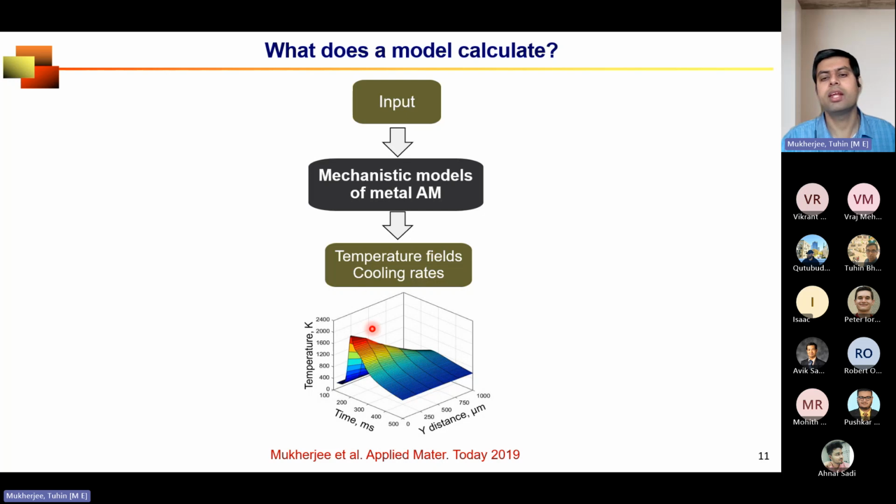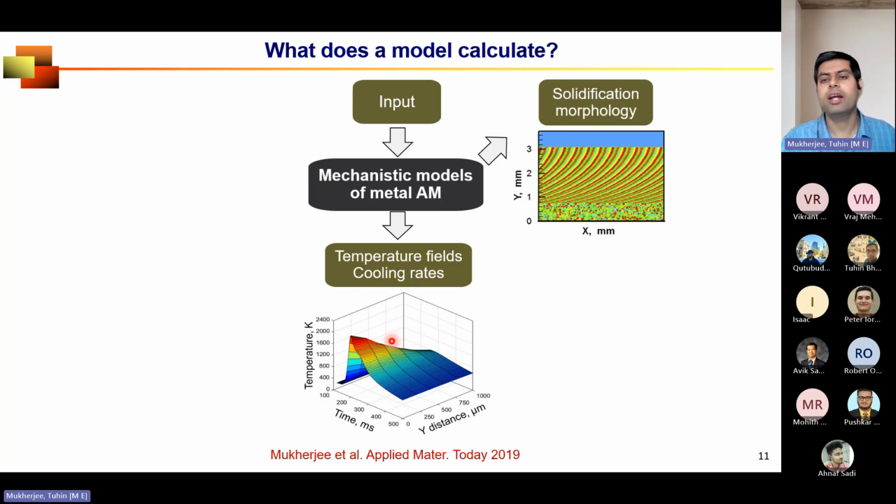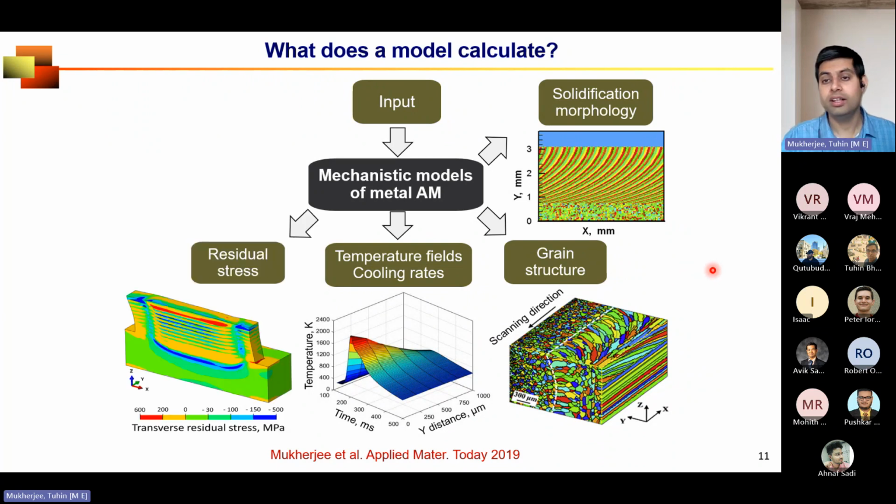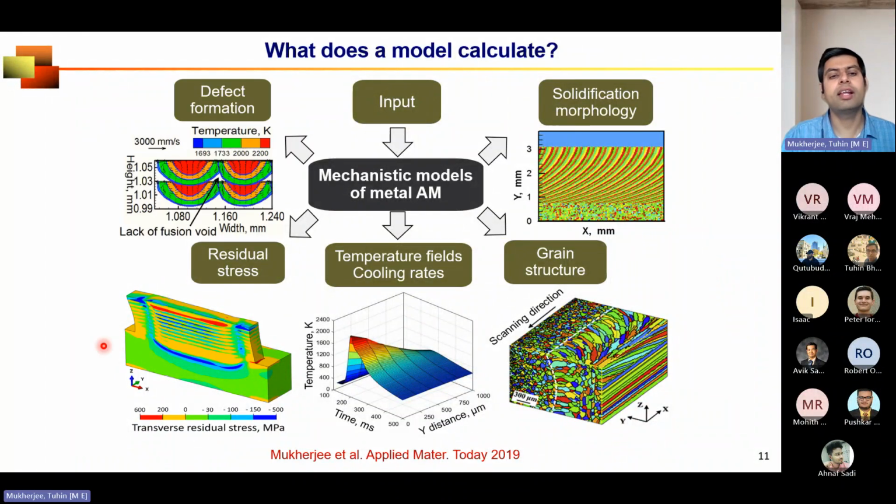Temperature fields we just have seen, and you can take that and calculate solidification morphology. Like you remember I was talking about whether this is columnar, whether this is equiaxed. These are called solidification morphology. And then grain structure in 3 dimensions, because depending on that the mechanical property will vary significantly. Residual stresses and distortion for large scale parts, and then defects like crack formation, lack of fusion, etc. And I am going to give you a few examples on this.